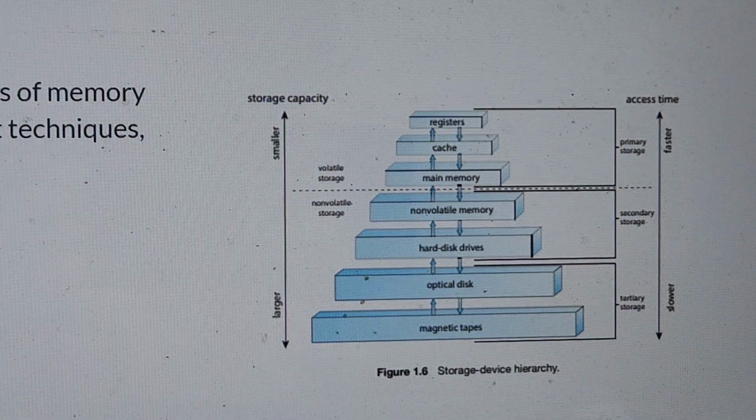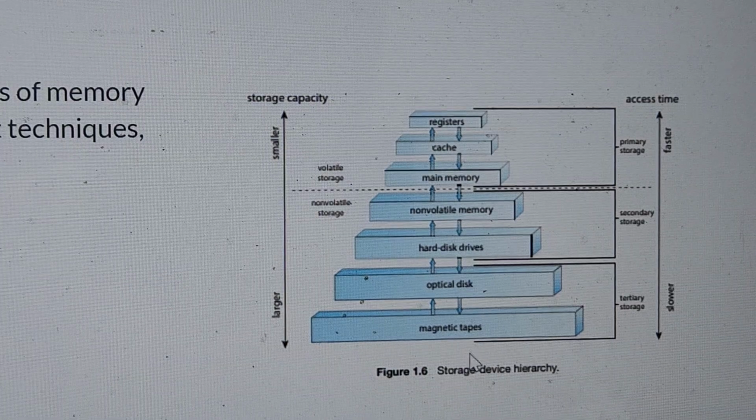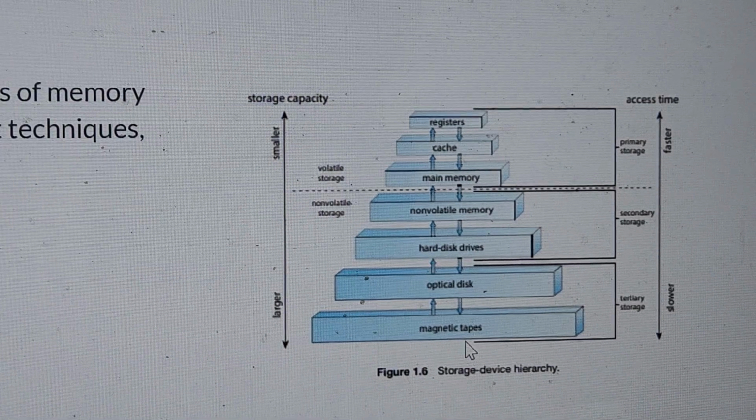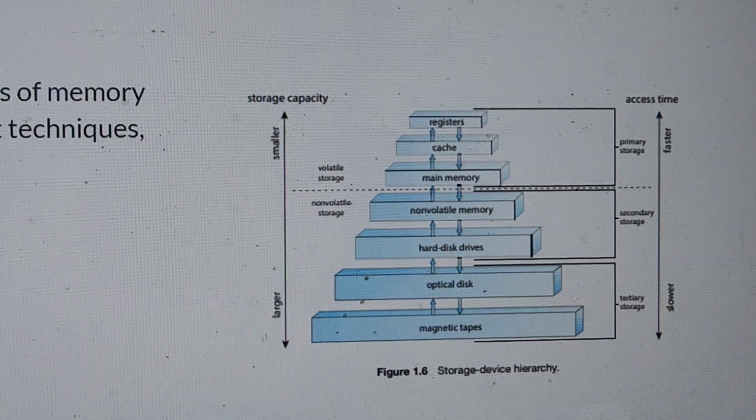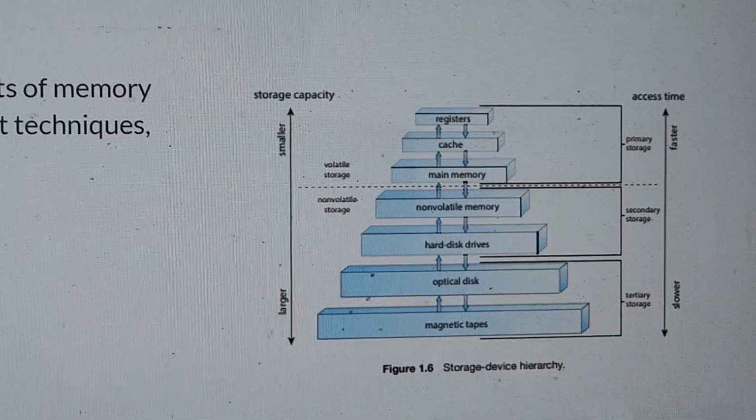As you go into the higher and higher levels of the hierarchy, and by higher I mean as you go from registers to magnetic tapes, the amount of data you can store increases and the access time also becomes more and more. So retrieving information from registers is very quick, from magnetic tapes is very slow. This is something most of us are familiar with.